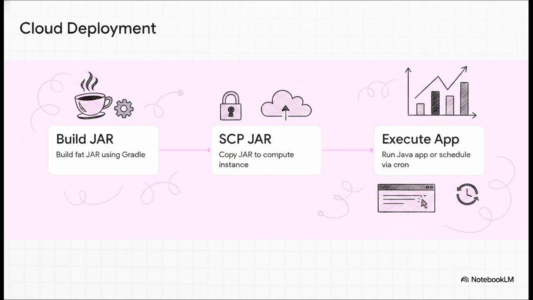Then, securely copy that jar file right up to your OCI instance via standard SCP. From there, you can execute the Java app right from the command line, or even better, just schedule it in your cron tab to run automatically on whatever interval your business requires.